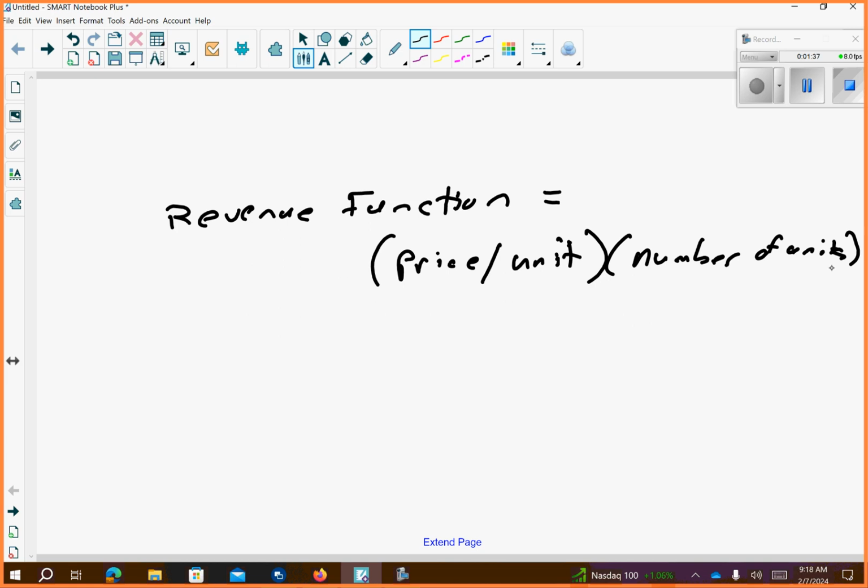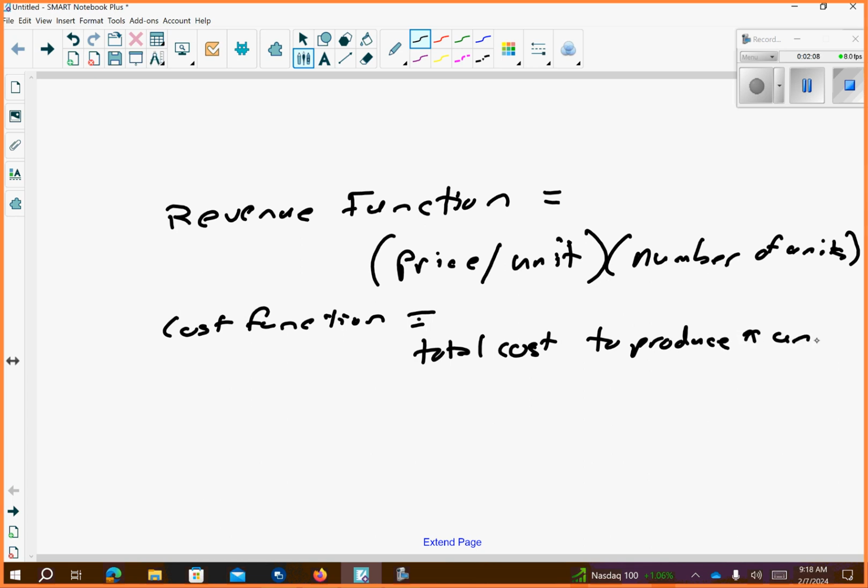And then the cost function. This is the total cost to produce X units.